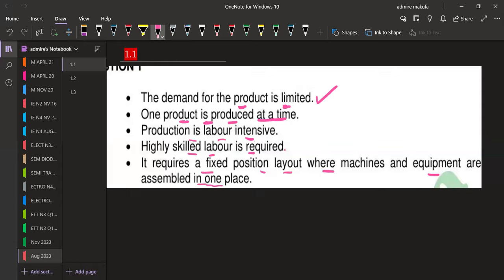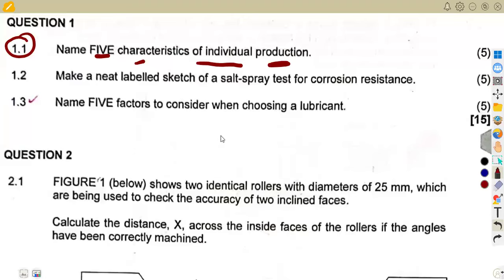So we had this part, guys, that is just to mention or to talk about the characteristics that we see on an individual production. All right, then let us check the other part of our question, where we were asked to make a neat labeled sketch of a salt spray test for corrosion resistance.